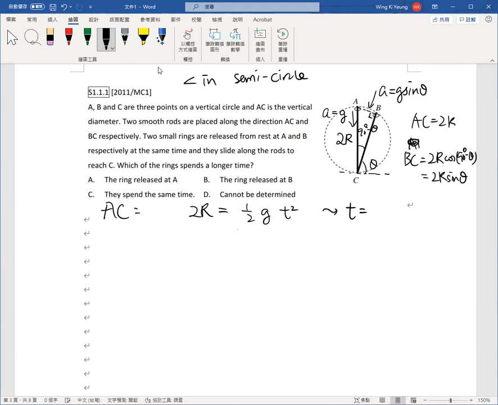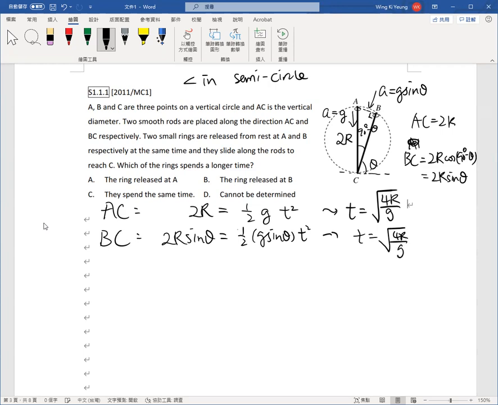Okay, you get the time to be 4r over g square root. Then for the path of BC, the displacement is 2r sine theta. The acceleration is g sine theta. Then obviously you can see that the time is still the same. So that's why you say that these two rings will spend the same time to reach the point C. So therefore the answer is C for cat.